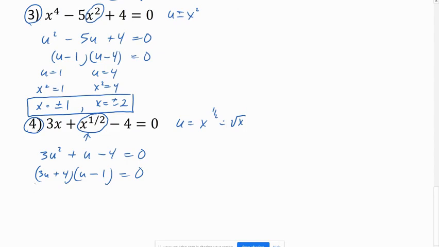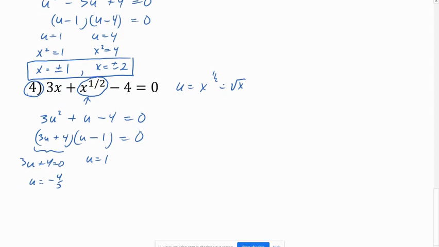So this gives me 3u plus 4 equals 0, which means u is equal to negative 4/3. This one gives me u equals 1. And so now substituting those back, that would tell me that root x equals negative 4/3, which is impossible, so there's no solution for that one. This one gives me root x equals 1, which means x equals 1.